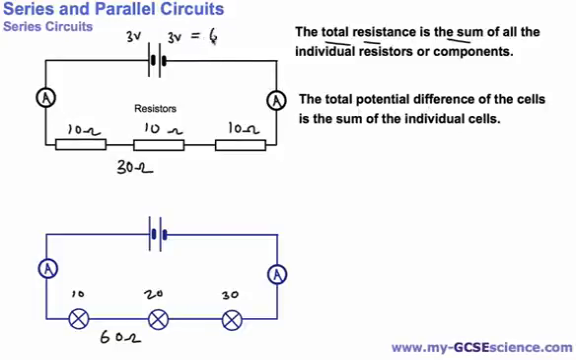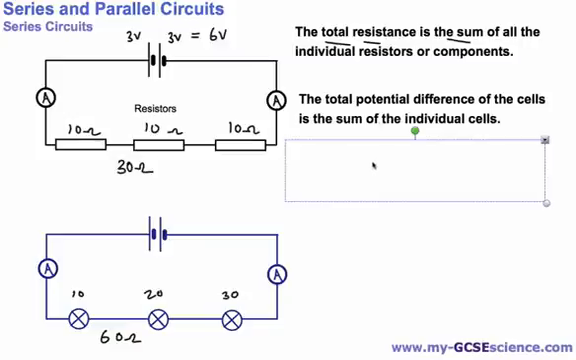the total potential difference would be 6 volts. The only way that might not work is if this was connected incorrectly and one of the cells was the opposite way around. That would cancel out and there would be no potential difference across the two cells. They must all be facing the same way. Okay, so that's the rule about the cells in the circuit.